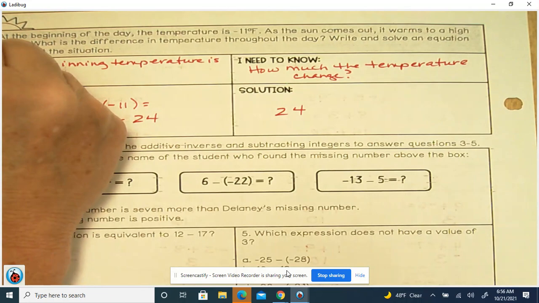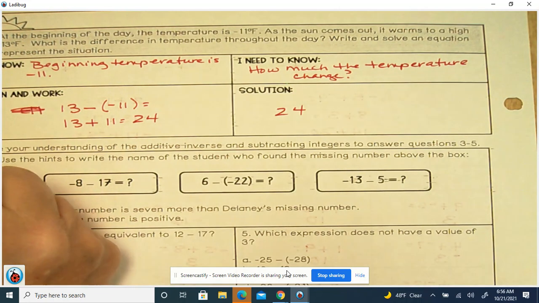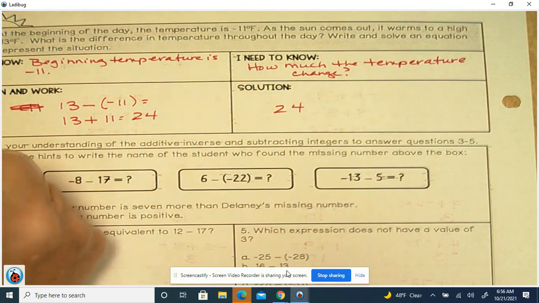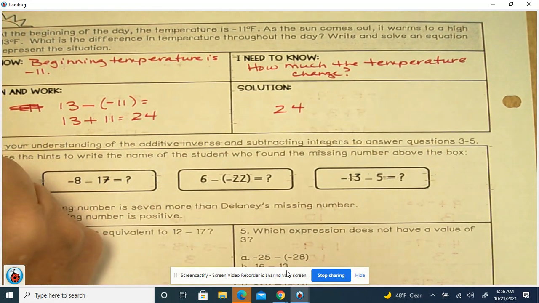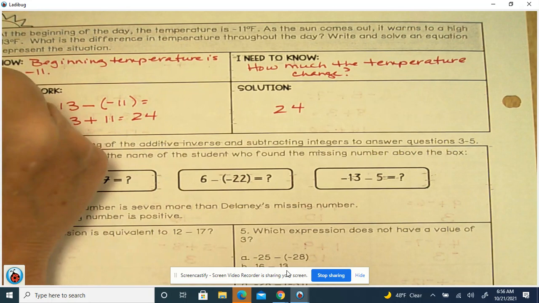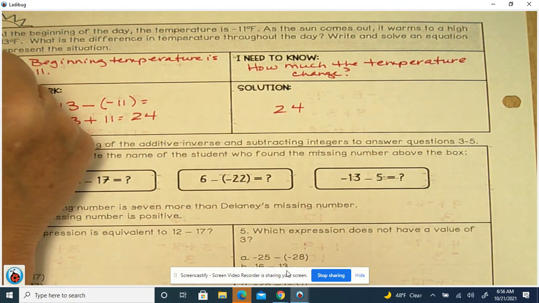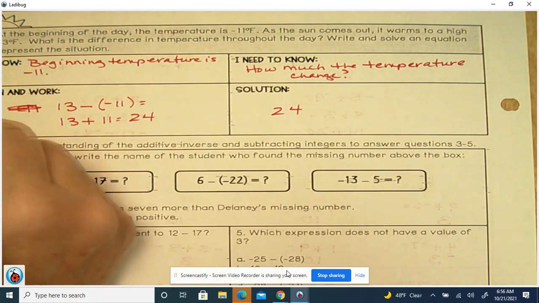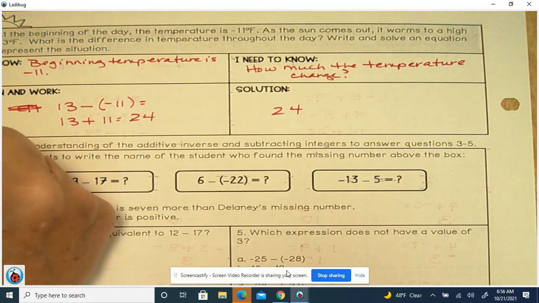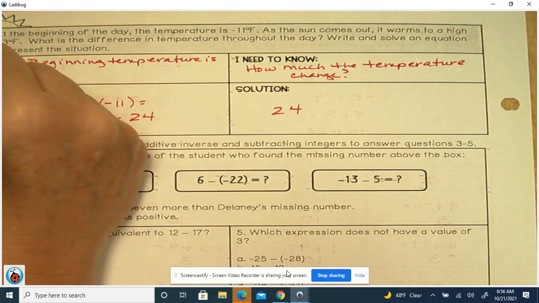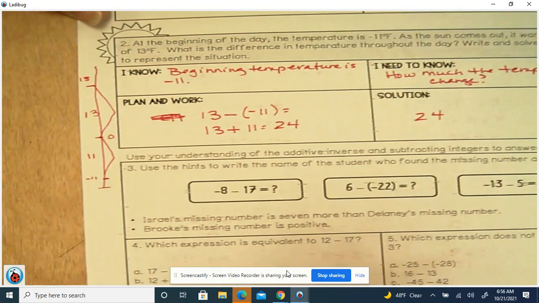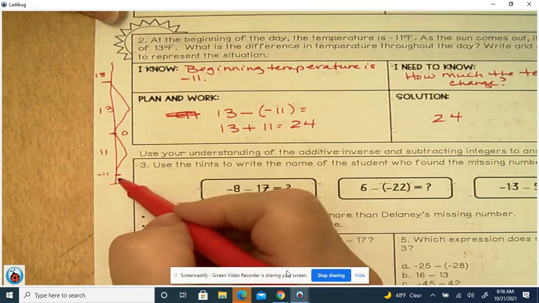But if we drew a thermometer here, and this is what I like to do, and here's the 0. Here's negative 11. And up here is 13 on the thermometer because the 13 is positive. From here to here is 11. From here to here is 13. I'm sorry, you can't see that. So I drew the temperature.